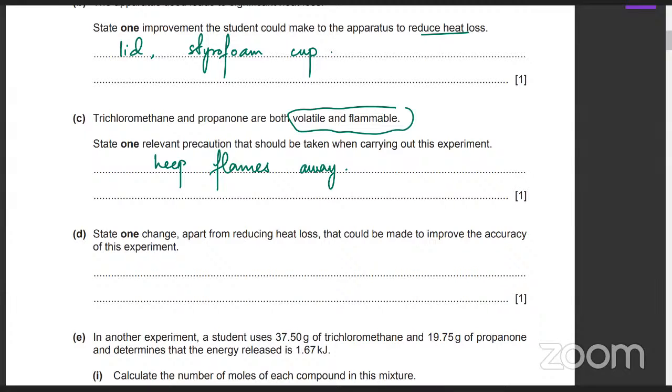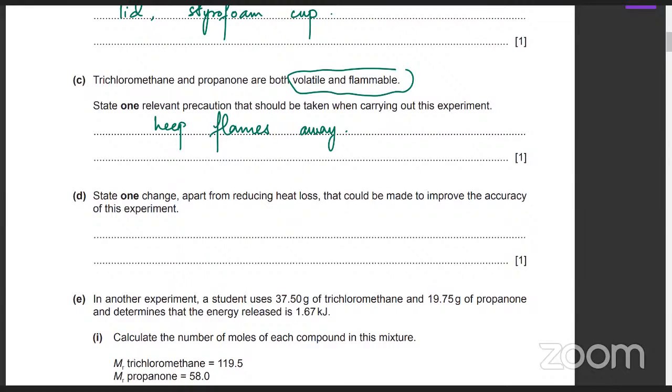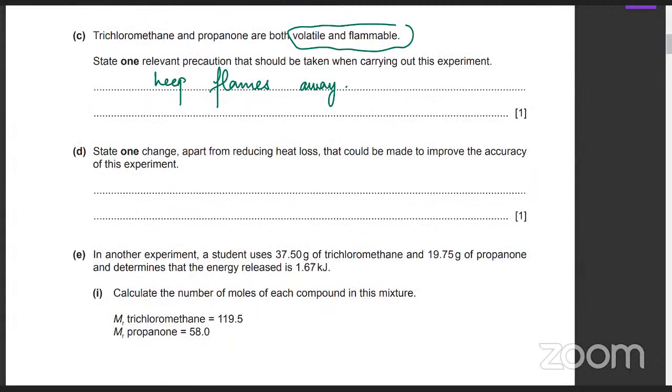Yeah, that's it. Volatile means that it will vaporize, so it would be very easy for it to catch fire because it will turn into a gas. Now, state one change apart from reducing heat loss that could be made to improve. Now, remember about accuracy. How do you always improve accuracy?